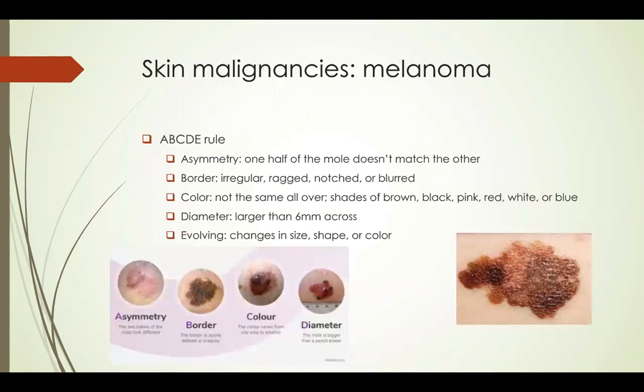Now, skin malignancies. This is the last bit of what we're going to do. To assess for skin malignancies like melanoma, there's the ABCDE rule. A, if it's asymmetrical, one half doesn't match the other. B, if the borders are irregular, ragged, notched, or blurred. C, the color is not the same throughout, so there are shades of brown, pink, black, red, white, blue, or other differing colors. You can see in these pictures they all have different shades. D, diameter, if it's larger than 6 millimeters across. E, evolving, if it's changing in shape, size, or color.